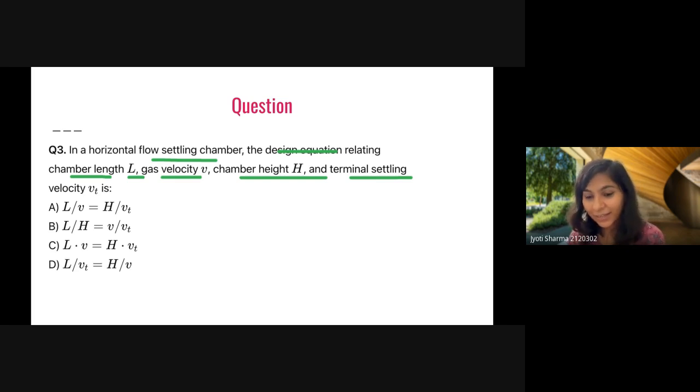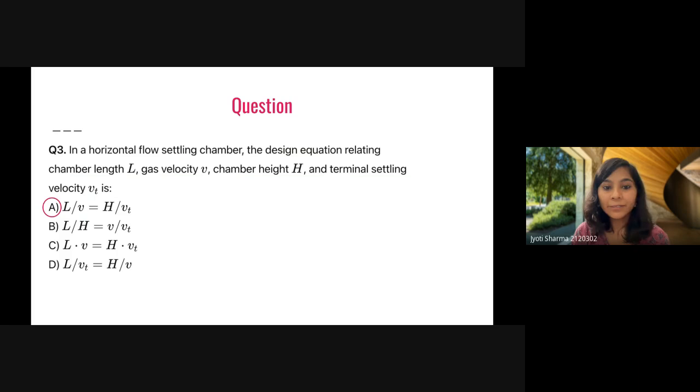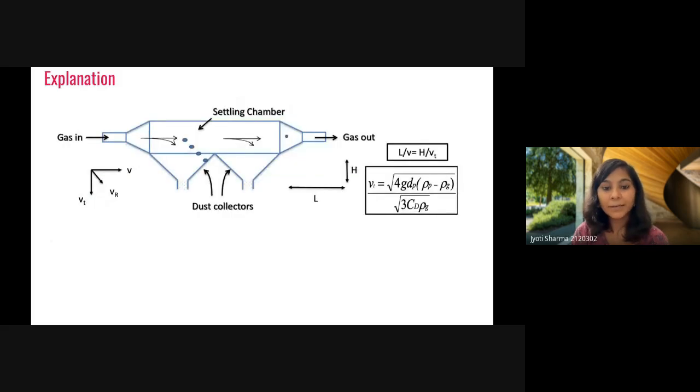Venkateshwara gave me an A answer. Okay, so let's see. Yes, A is the right answer. That is L upon V is equal to H upon VT. But I will explain why this is the right answer and why the others are not. So we will talk a little bit about the technical or engineering part of the gravity settler. If you have any problem, you can let me know. Then I will try to explain.